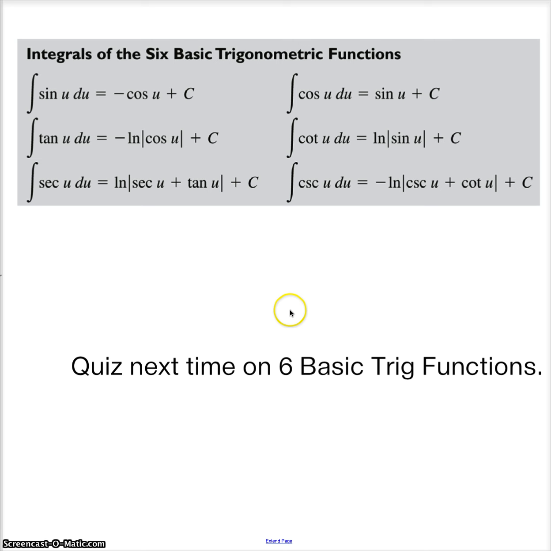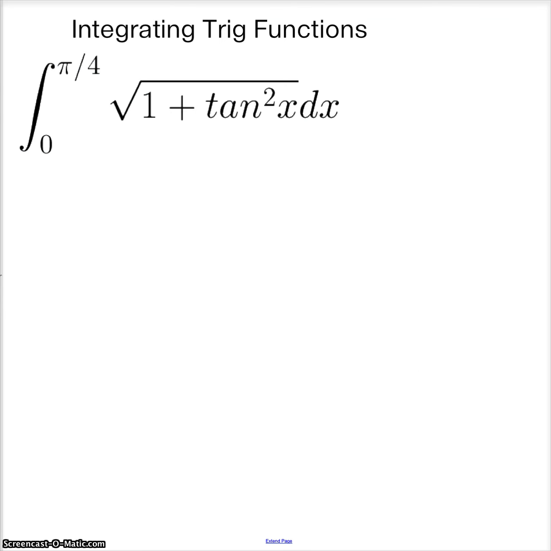Now, here are 6 basic trig functions and what their integration is. The integral of sine is minus cosine, and the integral of tangent is minus log of the absolute value of cosine. The integral of secant is the log of the absolute value of secant plus tan. The integral of cosine is sine. The integral of cotangent is log of the absolute value of sine. And the integral of cosecant is minus log of cosecant plus cotangent. Memorize them. You're going to have a quiz next time.